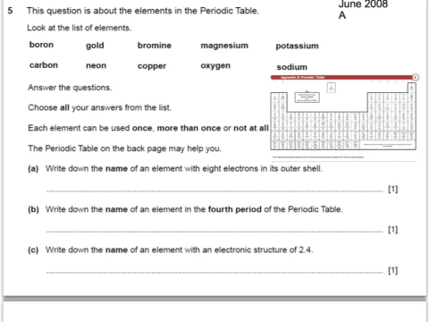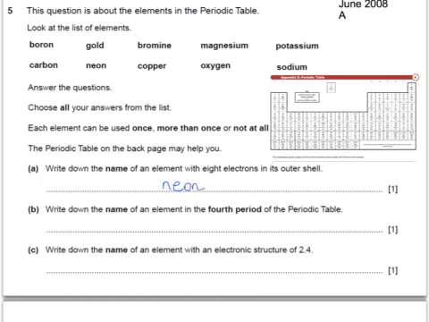Well, that's going to be one of these elements which is in group 0 with 8 electrons in the outer shell. I know these are going to be helium, neon, argon, krypton, xenon, or radon. And the only one which is in that list is neon, so the answer here is neon.